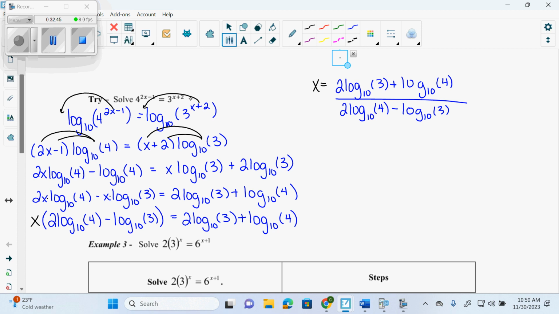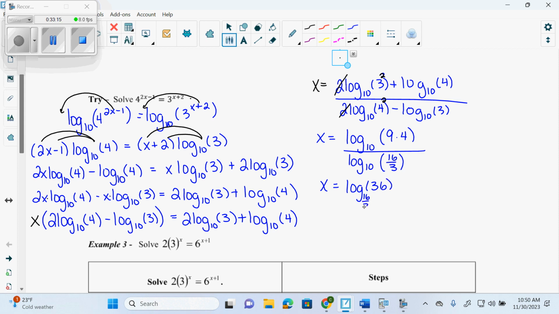So I could type this in and get a decimal, or I can get an exact value by moving the 2 up. Move the 2 up, nothing up. So now in the numerator, I get log base 10 of 9 times 4. And in the denominator, I get log base 10 of 16 divided by 3, which is log of 36 with the base of 16 over 3, or log 3 over 16, 1 over 36, which is weird, but we need to know that we get out of it.